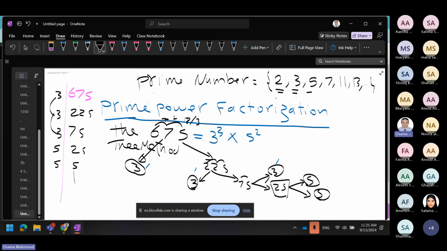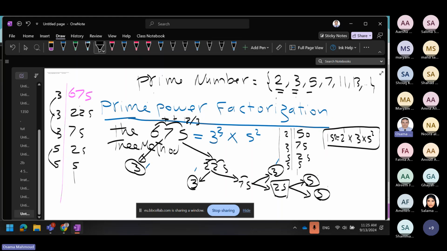Now you know how many 3s you have easily and how many 2s. So you write the prime power factorization for this one, right? If I am asking you for the prime power factorization of 150, I will do it in this way: 2, 75, 3, 25, 5, 5, 5, 1. So 150 can be written as 2 to the power 1 times 3 to the power 1 times 5 to the power 2. This is 150, okay?